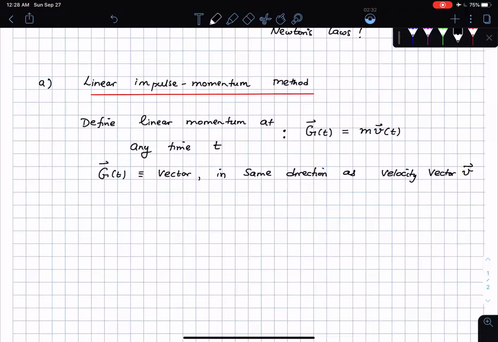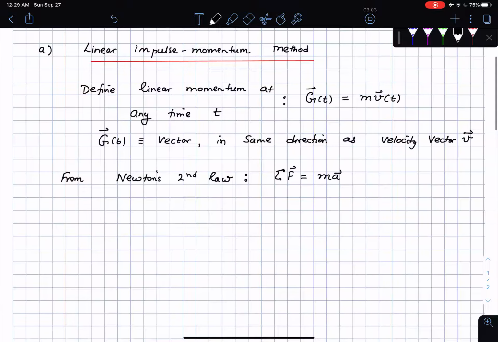So what am I going to do with this? Let me look at Newton's laws. Let me start off from Newton's second law. Newton with a capital N, if not, he's going to come from his grave and get hold of me tonight. So from Newton's second law, I know that the net force on the body is equal to mass times acceleration, which I can write as m times dv by dt.